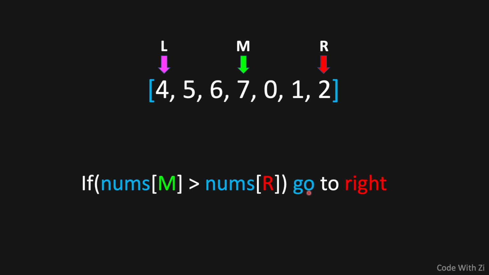And when we say go to right, we say left should be equal to middle plus 1. So we're going to bring left to here. Why? Well, because we want to ignore everything that we have on this side. So we're basically trying to minimize the area that we search. So if that was the case, we're going to do that.